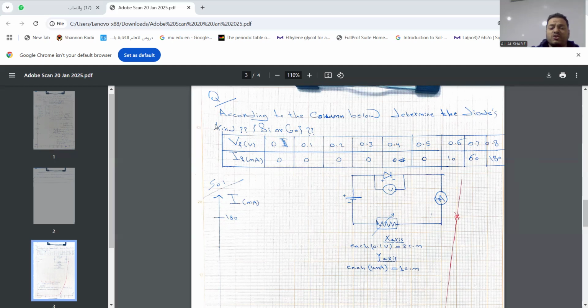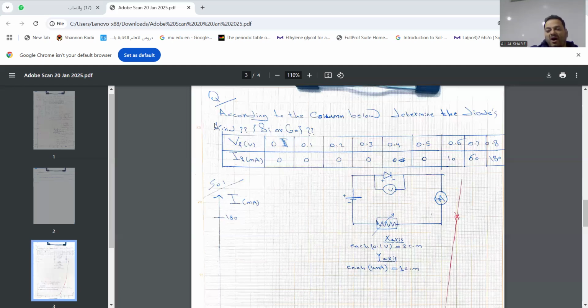Now, let's talk about how the question will be. According to the column below, determine the diode's kind, whether it's silicon or germanium. I explained in class the important information: silicon VF, the potential difference at forward bias, equals 0.7, and germanium equals 0.3. From these two numbers, we can recognize whether this diode is silicon or germanium.